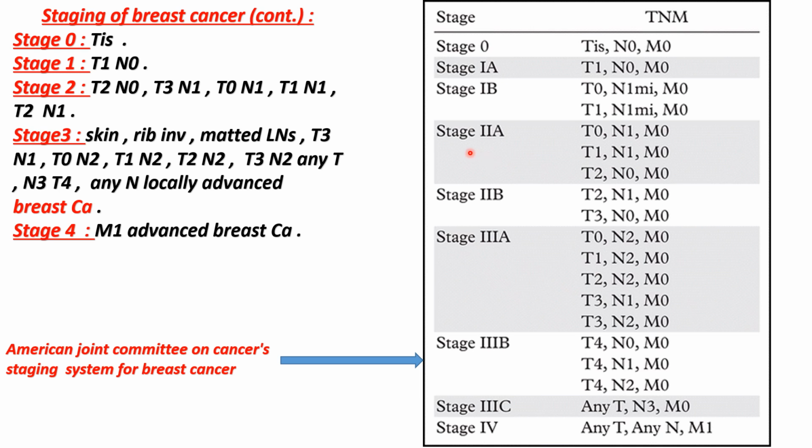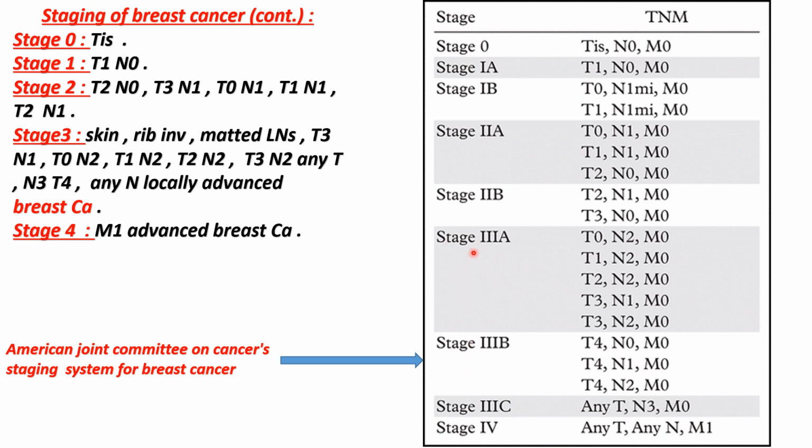I will talk now about stage 2, which is divided into stage 2A and stage 2B. For example, stage 2A means, for example, T0, N1, M0, or T2, N0, M0. I will talk now about stage 2B. For example, T2, N1, M0, or T3, N0, M0.